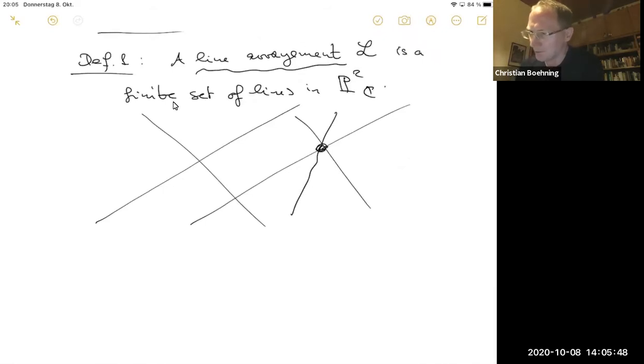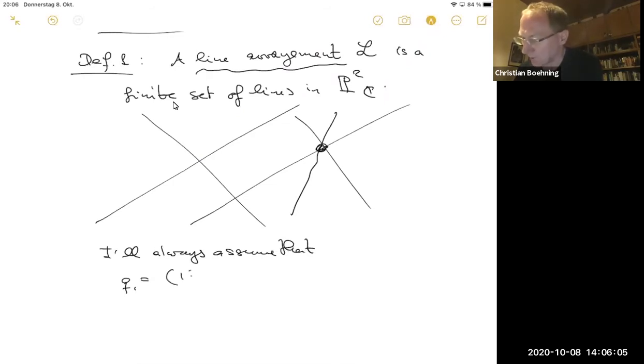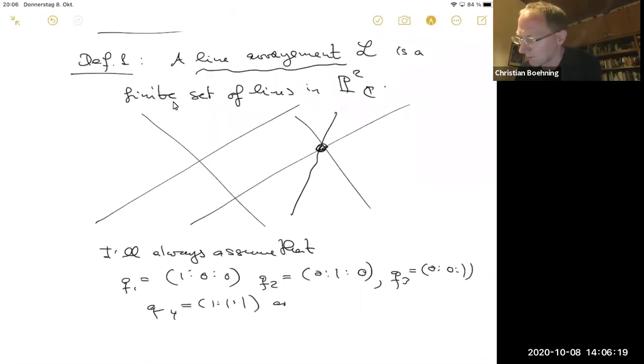Also in the following, I will always assume, by killing projectivities from the outset, that the standard coordinate points Q1 = (1,0,0), Q2 = (0,1,0), Q3 = (0,0,1), and Q4 = (1,1,1) are among the intersection points of lines in the arrangement.